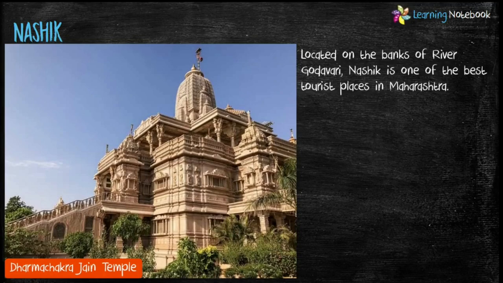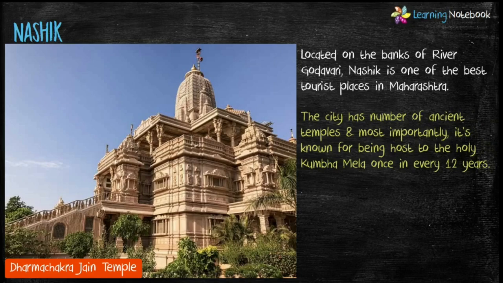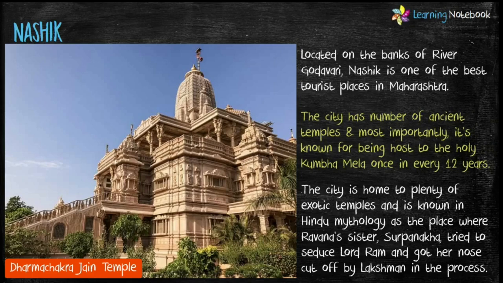Let's see the next religious place of Maharashtra, which is Nasik. Located on the banks of River Godavari, Nasik is one of the best tourist places in Maharashtra. The city has number of ancient temples and most importantly, it is known for being host to the holy Kumbh Mela once in every 12 years.